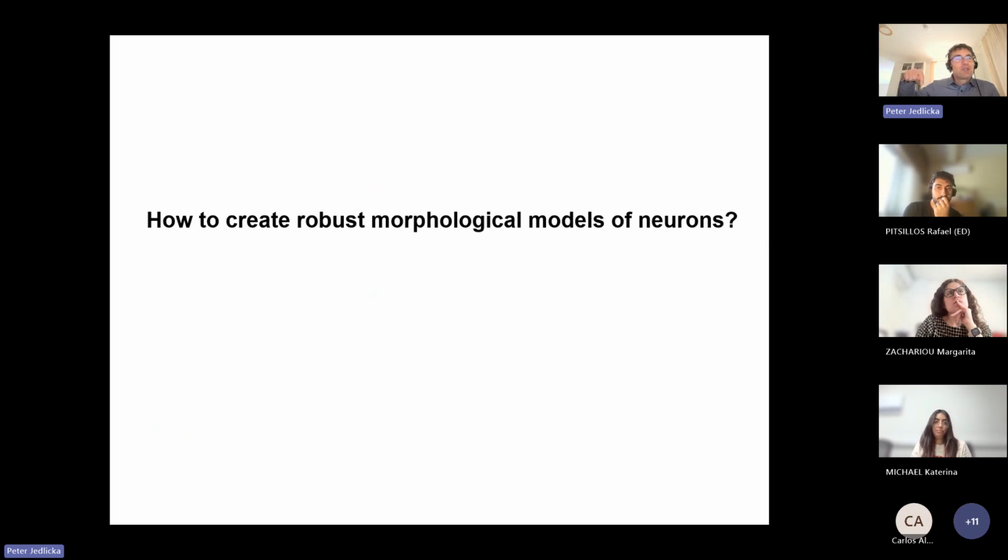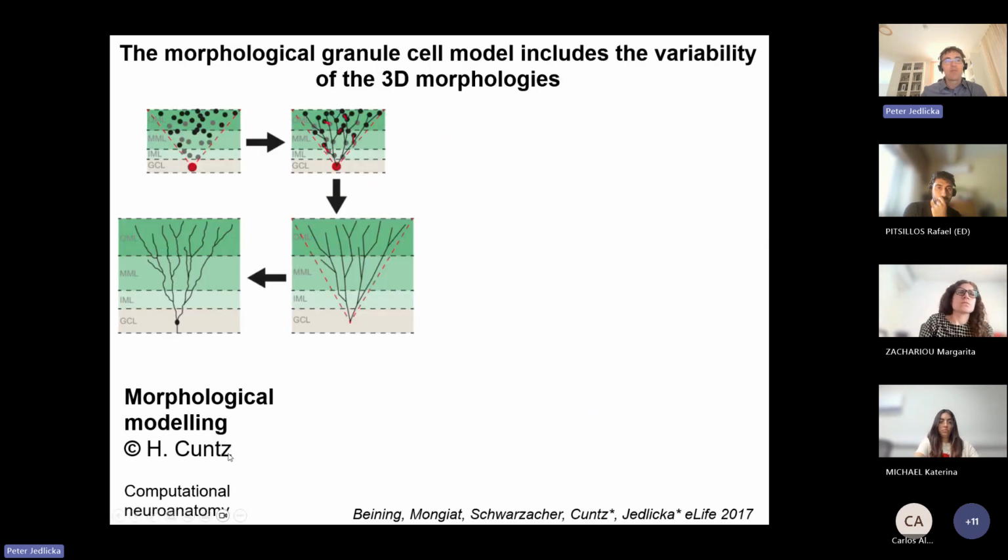Okay, now I'm returning to this topic of morphological modeling, because I didn't tell you how we generated synthetic morphologies. And now I will tell you how we did that. So this is basically the work of Hermann Cuntz, who has been focusing on this topic for many years. So we had these synthetic morphologies, very briefly, and in a very simplified manner. You can say that you distribute target points in the 3D space, then you connect them, and then you get realistic dendrites. That's basically morphological modeling.